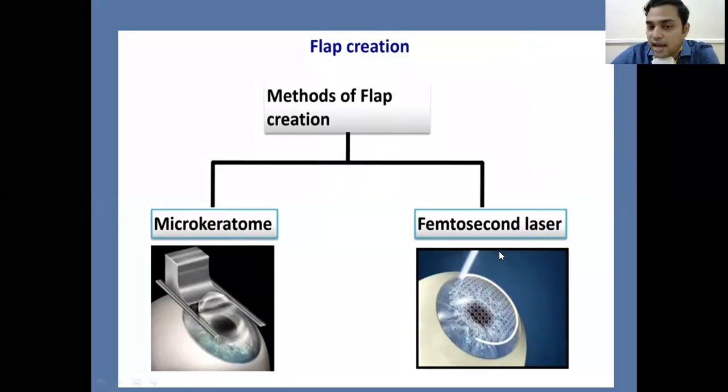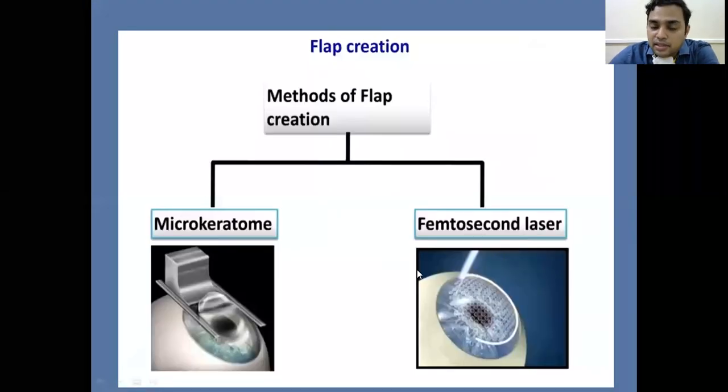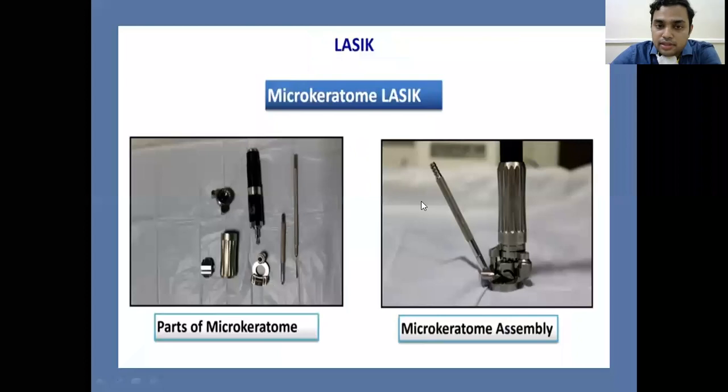Here in case of conventional LASIK, the femtosecond laser is used only in creating the flap. And the excimer laser is used to ablate the corneal tissue and to reshape the cornea to the desired shape. So this is about conventional LASIK. This is the microkeratome, an instrument used to create a flap.